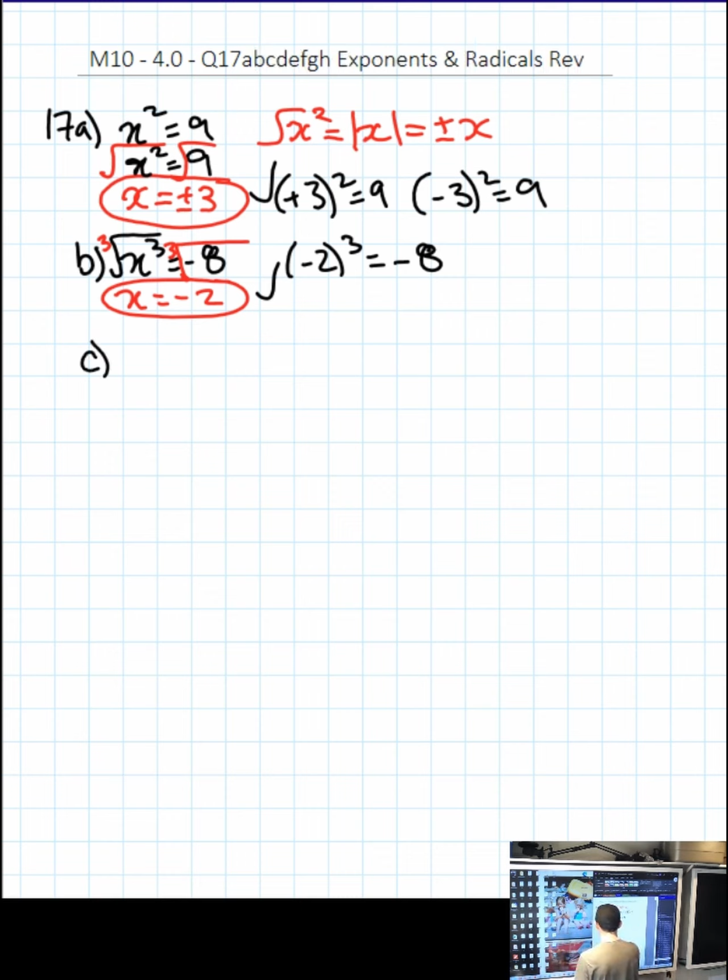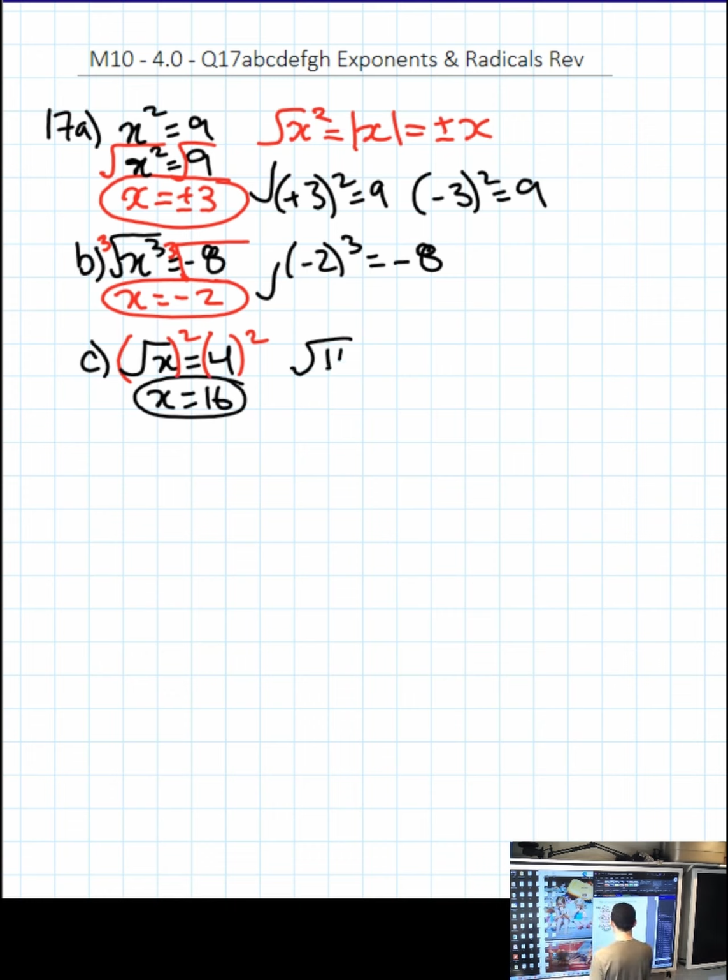Okay, C, the square root of x equals 4. So, we want to do the reverse operation. The reverse operation of square root is squared, so we want to square both sides. And the square root of x squared is just x, and 4 squared is 16. Circle your answer. Check our answer.